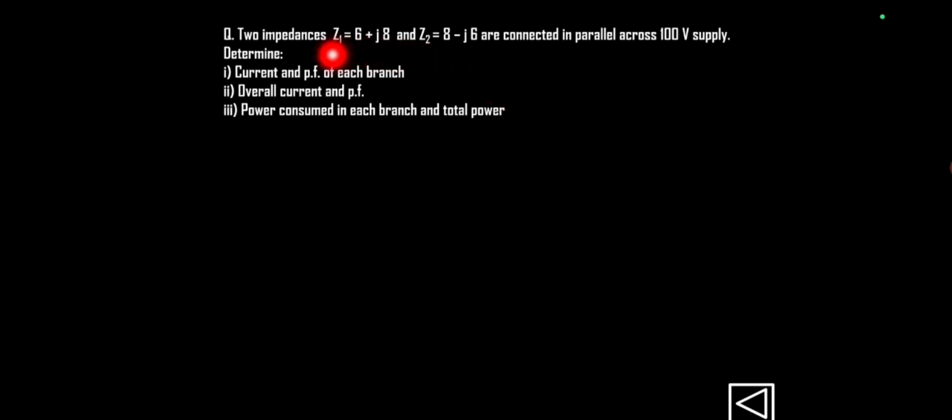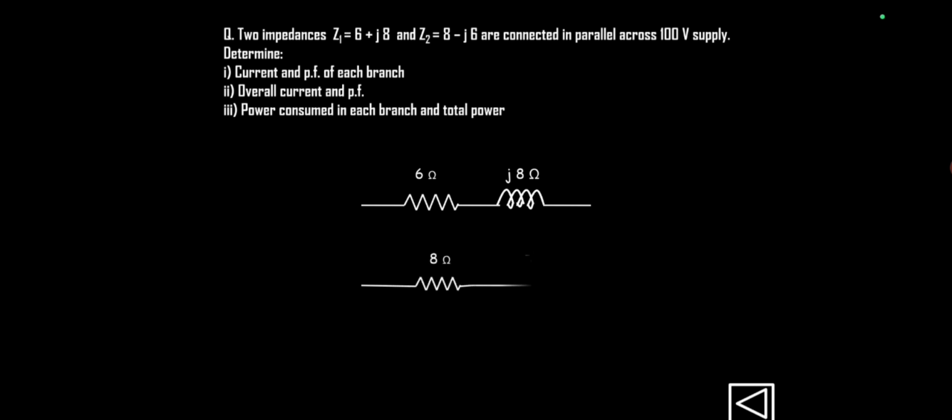So these two impedances Z1 and Z2 are connected in parallel. 6 plus J8 and 8 minus J6. In Z1 there is 6 plus J8, so the sign of this imaginary part is positive, and that's why this J8 is representing inductive reactance. Whereas in Z2 we are having 8 minus J6, so the sign of this imaginary part is negative. That's why it is representing capacitive reactance, and that's why in the first branch we are having resistor and inductor in series, and in the second branch we are having resistor and capacitor in series, and these two branches are connected in parallel across the 100 volt supply.